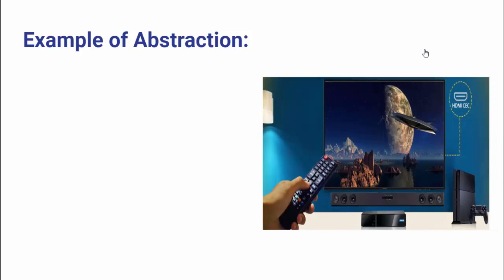Now let's see an example of abstraction. Let's say we have a smart TV. Whenever we want to change a channel on the smart TV, we just need to press a key and we can change the channel. So this is called abstraction, because we only need to press one key and then the channel will be changed.